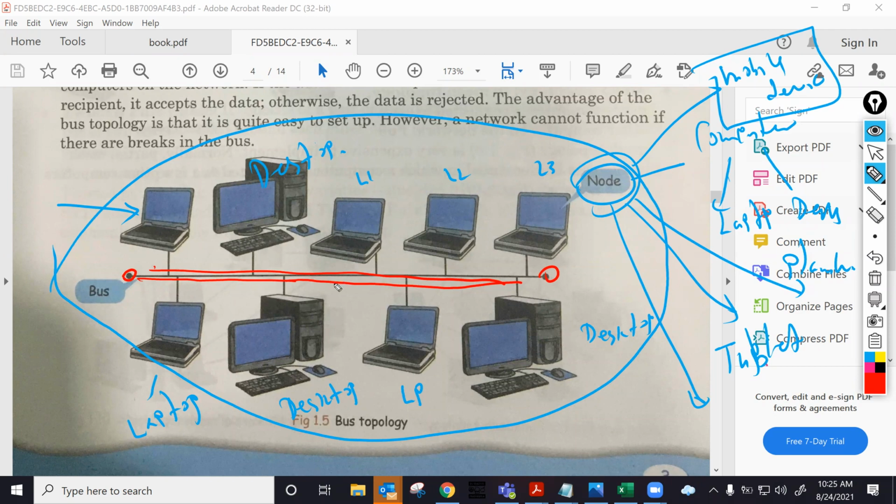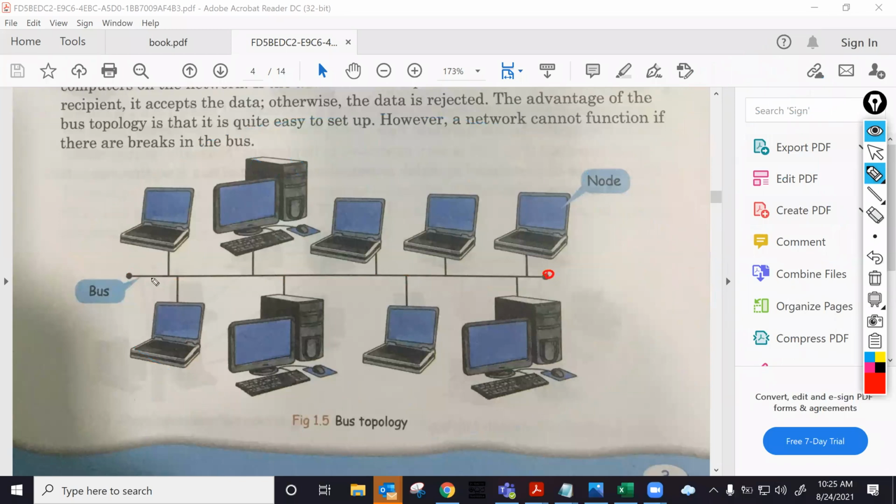So this is called the main cable, and from the main cable all computers are connected. Here we have a junction, a place where we can tap or connect to the main cable. This is what we call the backbone. You know, network backbone, the main cable.